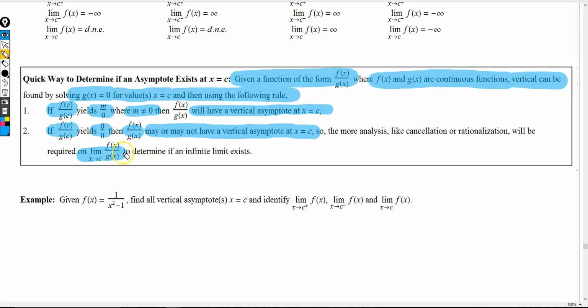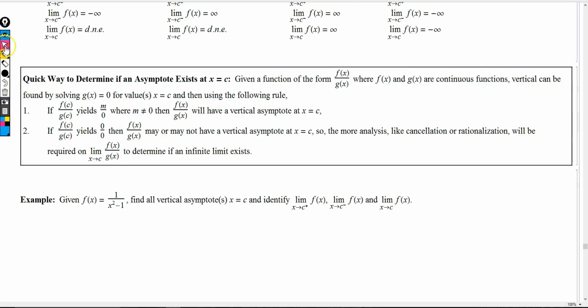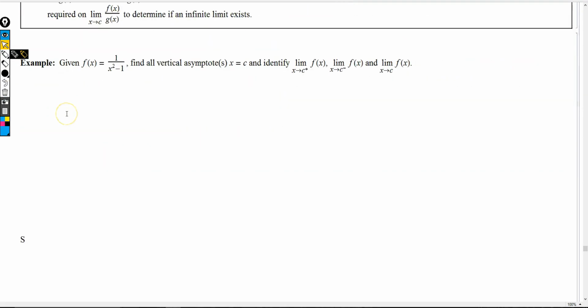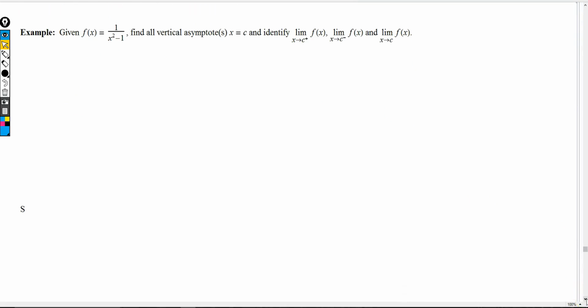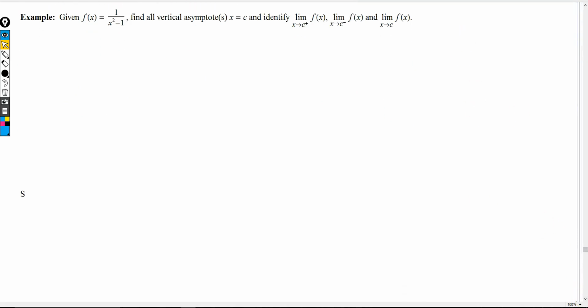All right, so let's take a look at a few examples to better clarify this. Our first example here, we're given the function 1 divided by x squared minus 1. We want to find all the vertical asymptotes and identify the right, left, and full limit behavior near those vertical asymptotes.